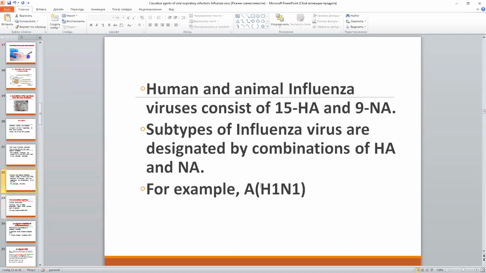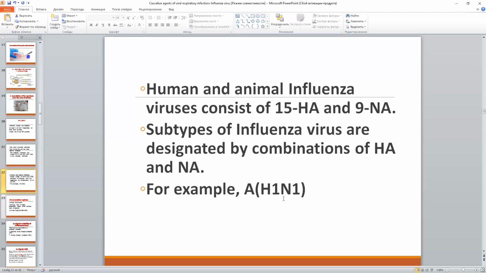Nowadays, type A, for example, subtype H1N1. Now we are talking about a group of viruses that have hemagglutinin number 1 and neuraminidase number 1. But inside this group, viruses differ again by proteins, antigens. It doesn't mean that all strains that have hemagglutinin 1 and neuraminidase 1 have similar antigenic properties.